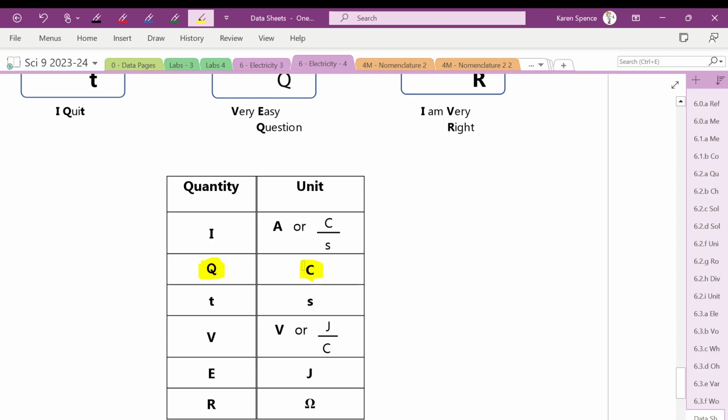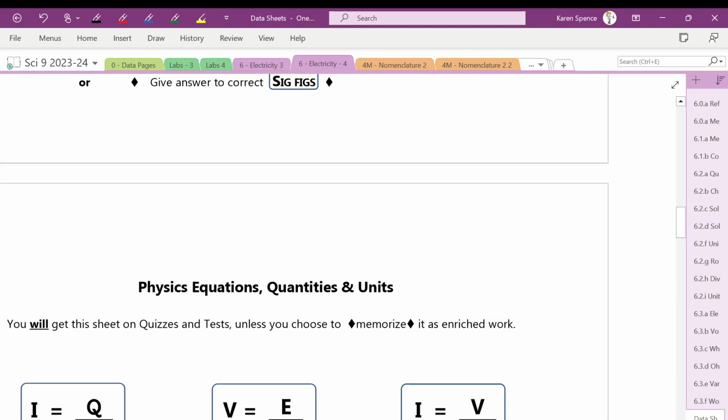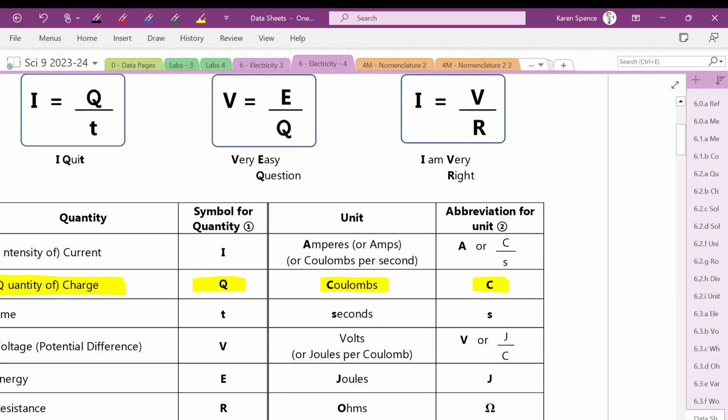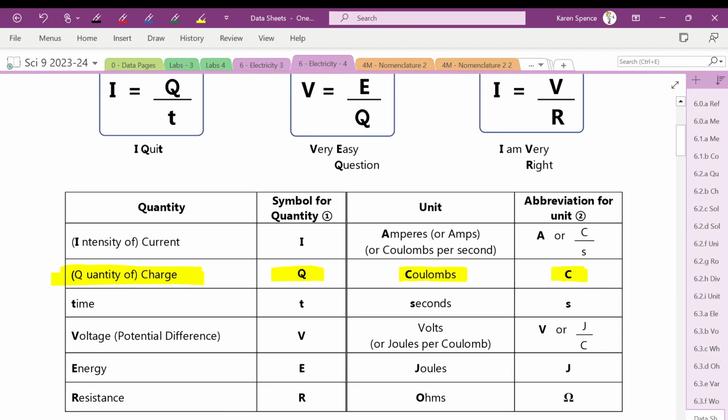So if you start to get them down and you just want a pared back, simplified table, you can use the back page. But if you want all the information, use the front page. Back page, simplified. Front page has everything.